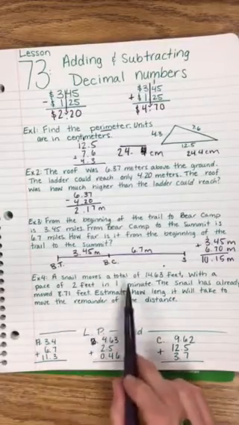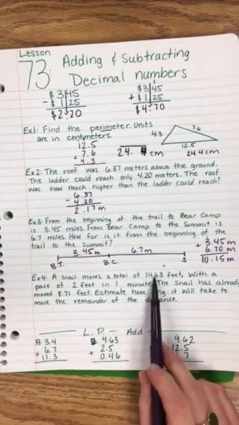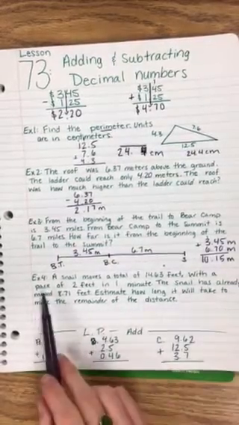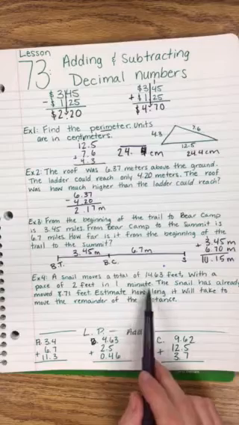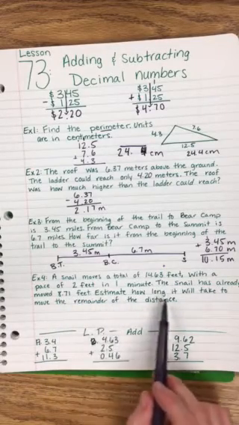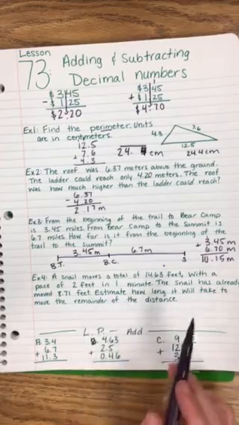Example 4. A snail moves a total of 14 and 63 hundredths feet with a pace of 2 feet in 1 minute. The snail has already moved 8.71 feet. Estimate how long it will take to move the remainder of the distance.